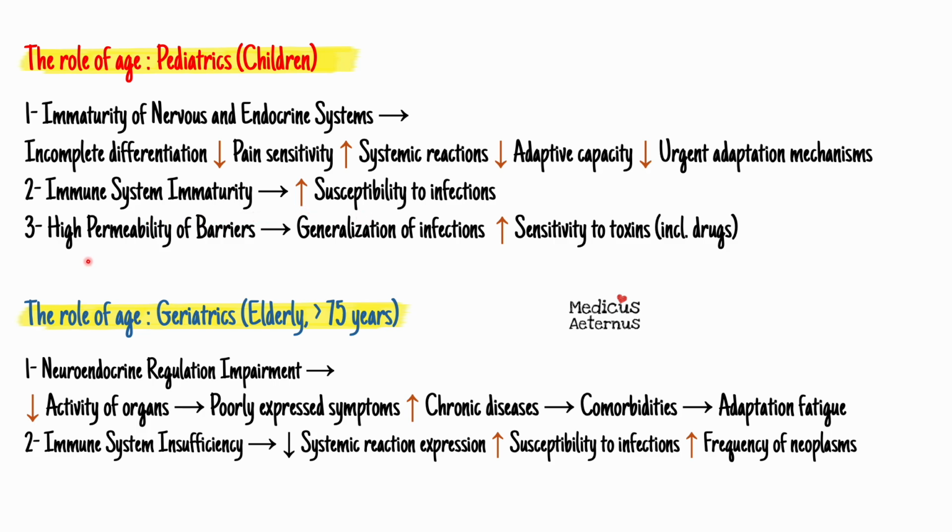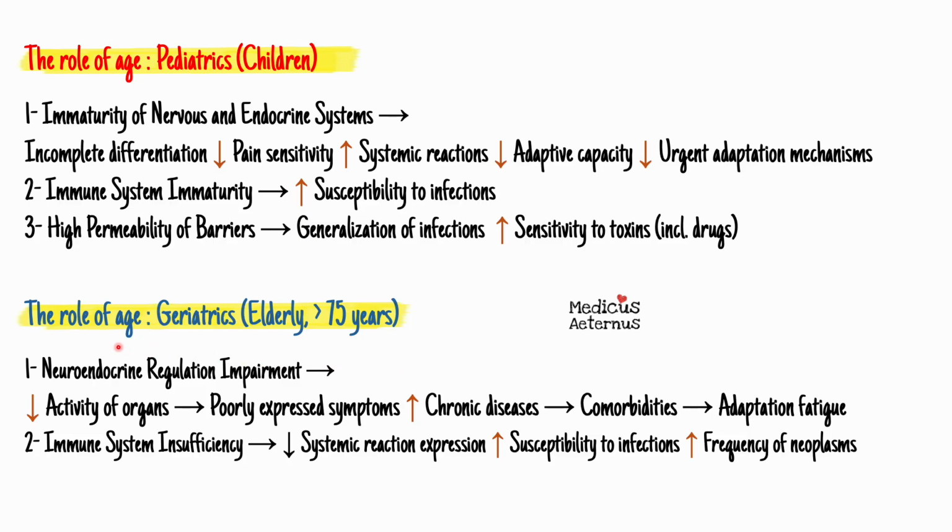They have high permeability of barriers. Generalization of infection is very easy in children. That's because of the diminished pain sensitivity, the high skin permeability, and the lack of passive protection for children, they are hyperergic in the type of reactivity.